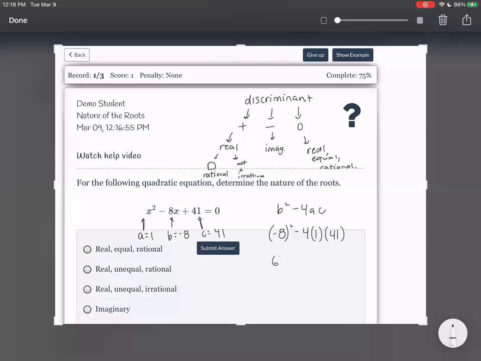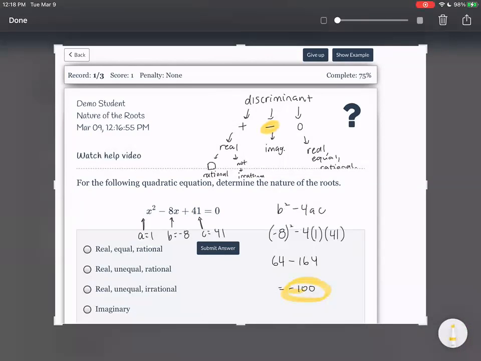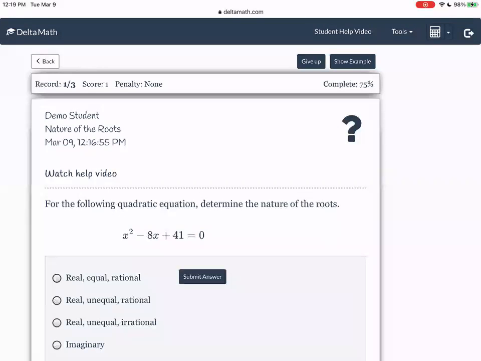So negative 8 squared gives you 64, positive, because a negative times a negative is a positive. And 4 times 1 times 41 is 164. Okay, and so 64 minus 164 is negative 100. So which path will we end up going? This is a negative number, so I'm going to use the negative and simply imaginary. There's nothing else to say about it. It's just an imaginary number. Are there any questions about this one? Imaginary.